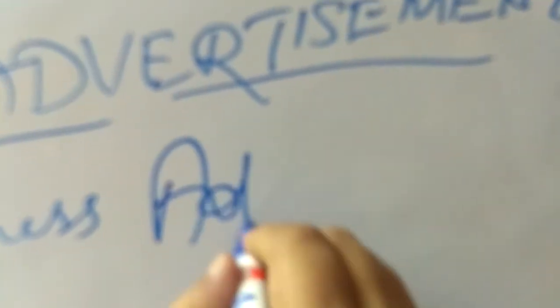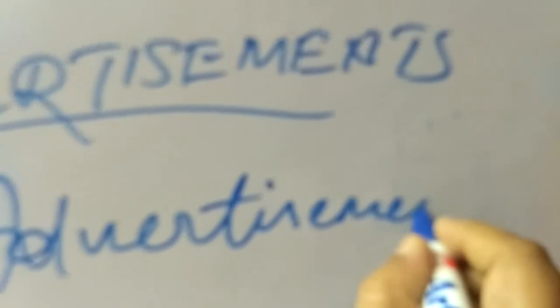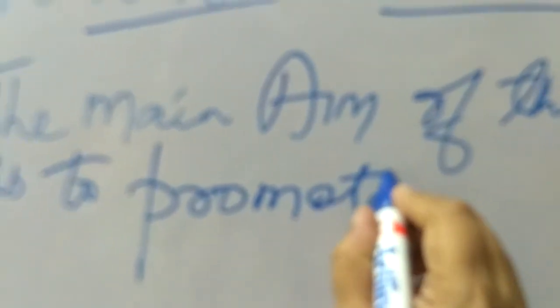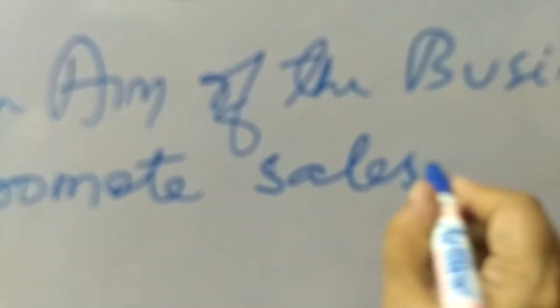Moving to the point A, your first point. The main aim of the business advertisement is to promote sales. Is to promote sales. Clear?